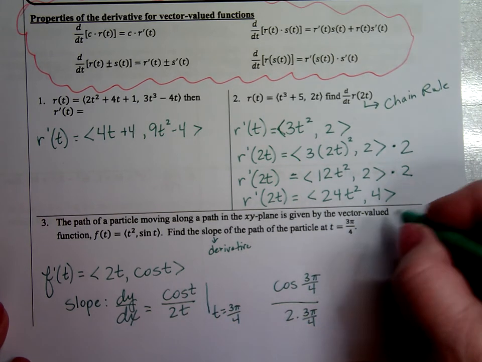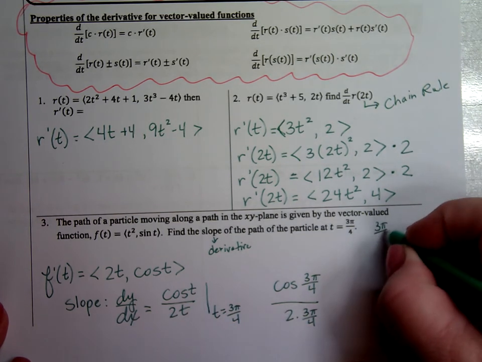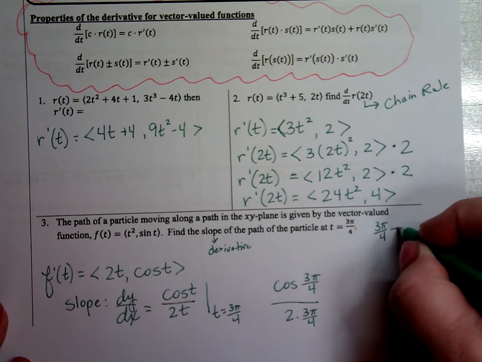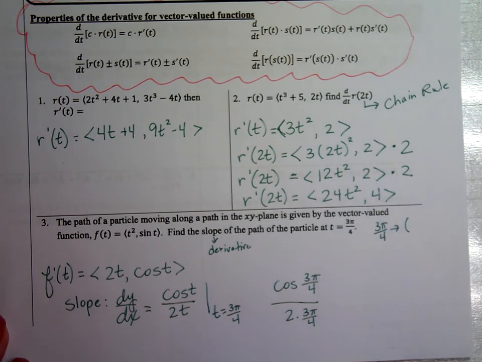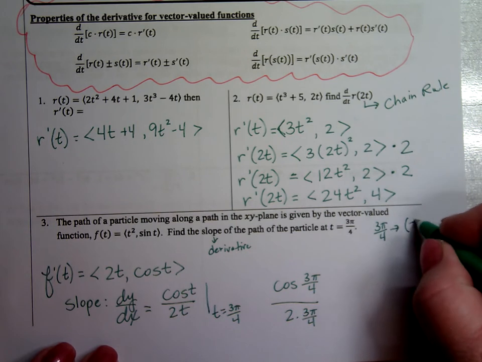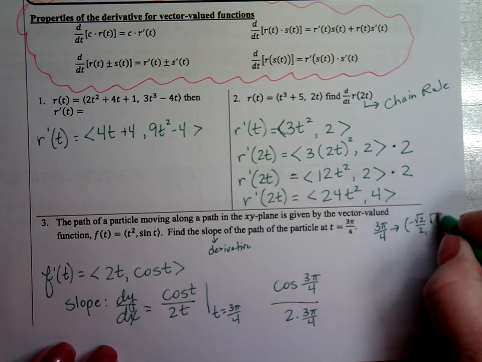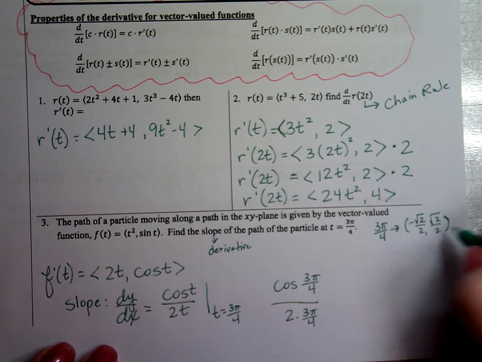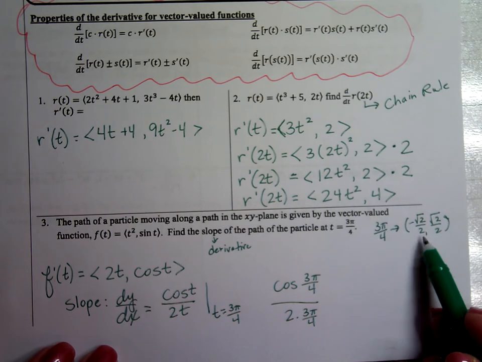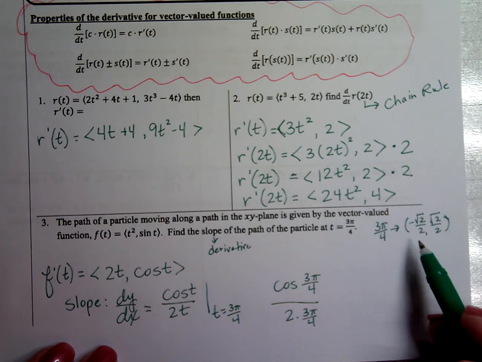So I go to my brain and I think, all right, well, 3 pi over 4 on the unit circle, where am I? What's that coordinate? And that coordinate is negative square root of 2 over 2, positive square root of 2 over 2. Remember, any of the 4s are going to be this. It's just a matter of what quadrant it's in, so that you can then put the appropriate signs on it.